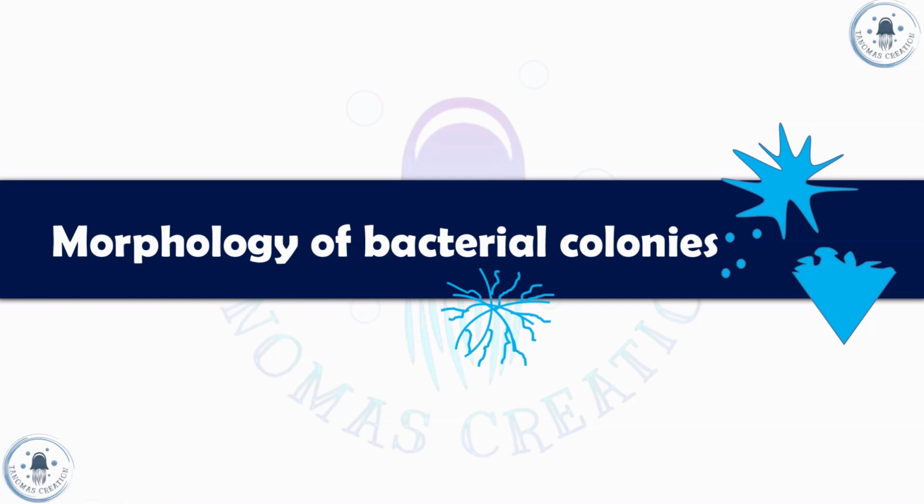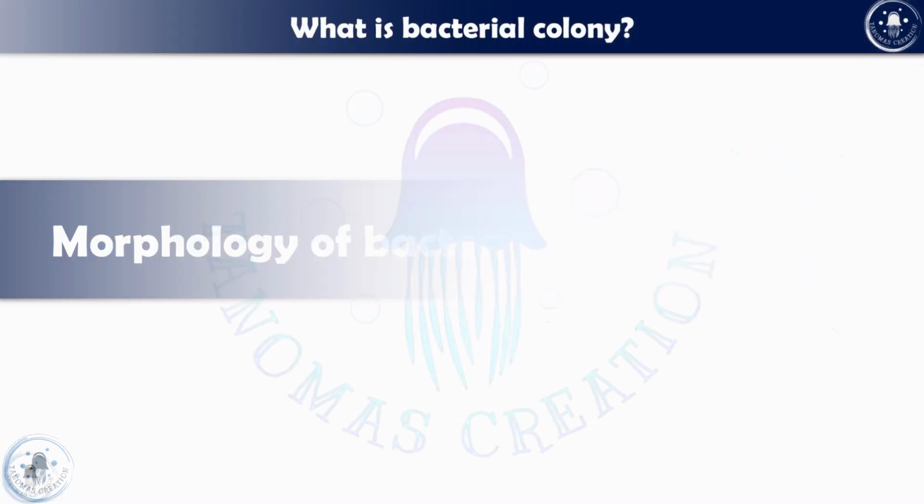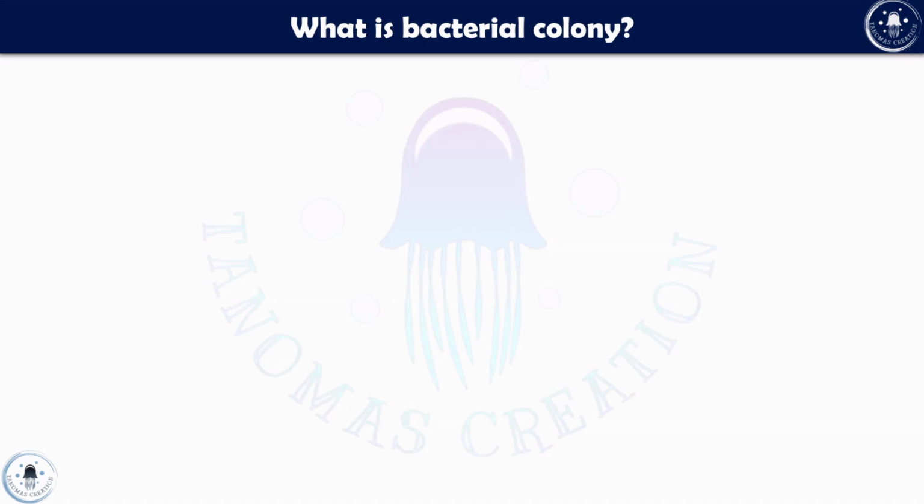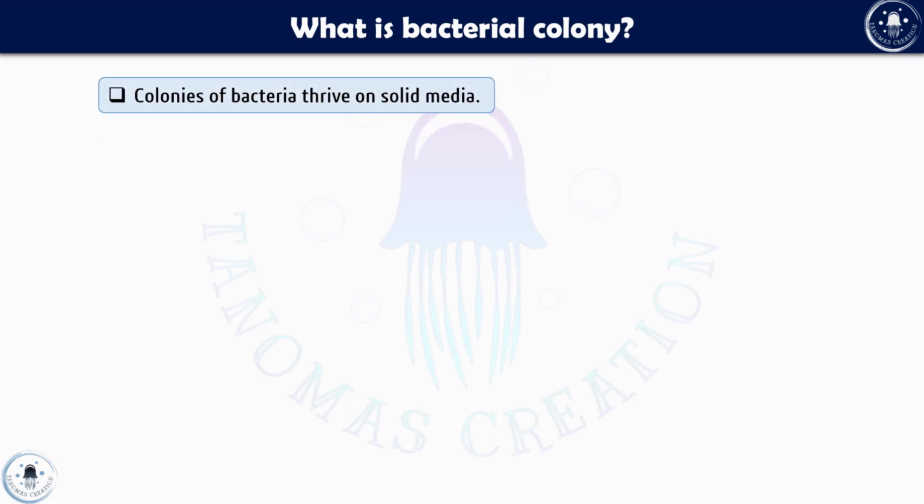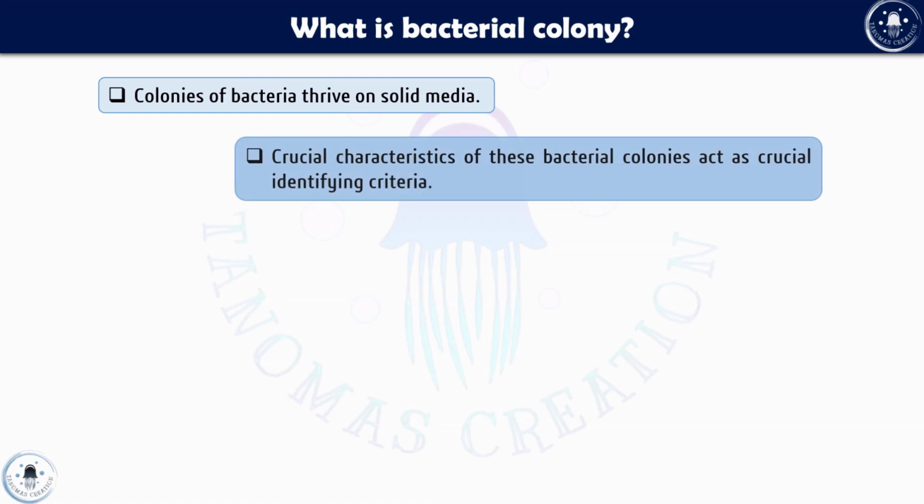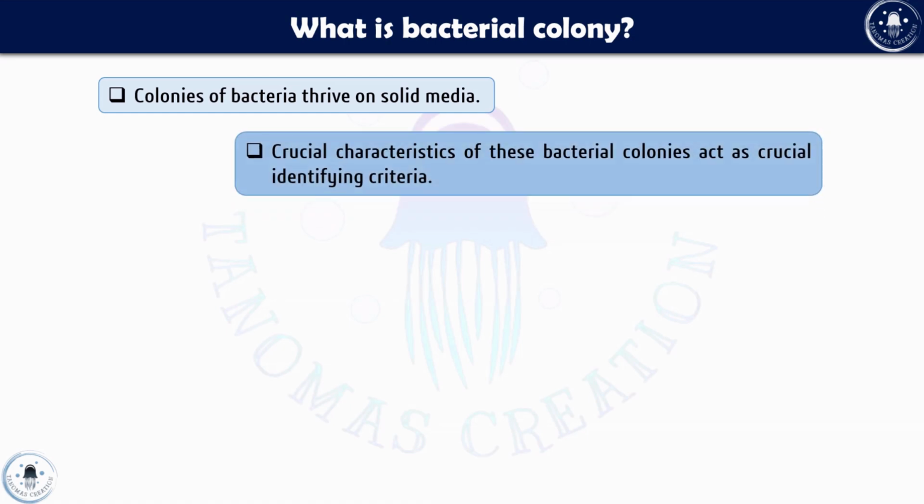Hello everyone. So today we are going to learn about the morphology of bacterial colonies. Before moving forward, we need to understand what a bacterial colony is. When we hear the term colony, it means the colonies that are found on solid media. The colonies of bacteria thrive on solid media. They cannot be grown on liquid media. This morphological characteristic of bacterial colonies acts as a crucial identifying criterion, because it helps to identify the microorganisms.